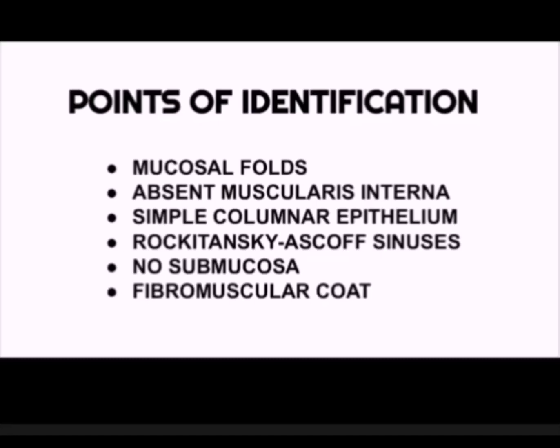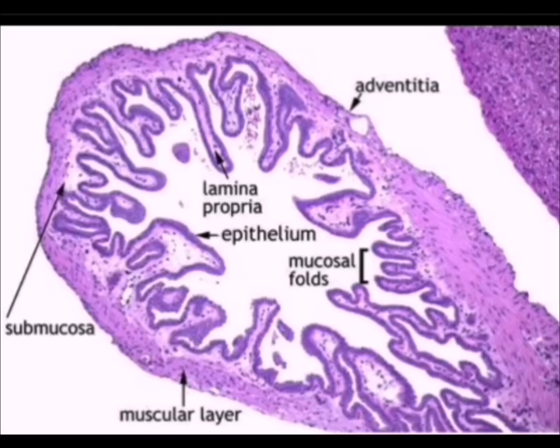It will have Rokitansky-Aschoff sinuses. You can say them crypts also. There will be no submucosa, and there will be a fibromuscular coat. Other than that, the gallbladder is a multi-layer structure. It has a mucosa, the muscular coat, which is basically fibromuscular coat, and then we have the connective tissue layer, serosa or adventitia.